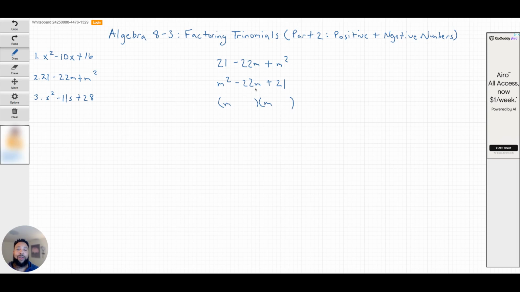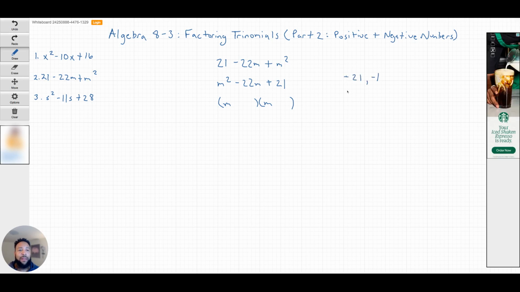So now we have to ask ourselves, what two numbers, when we multiply them, you get 21, but when you add them, you get negative 22. So let's look at 21. With 21, you can have negative 7 times a negative 3, and that's about it. So now looking at these two, if we were to add negative 21 plus a negative 1, we would get our negative 22, so that's our answer. So this would be m minus 21, m minus 1.